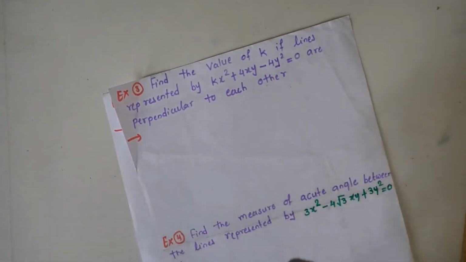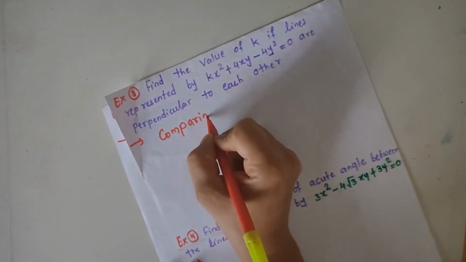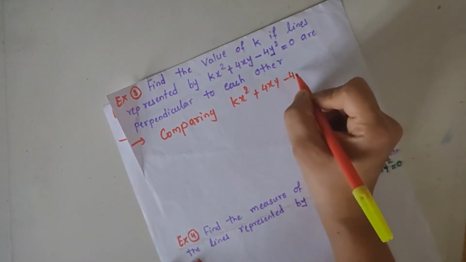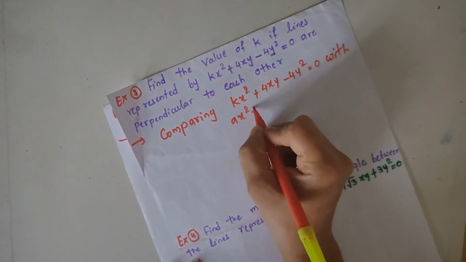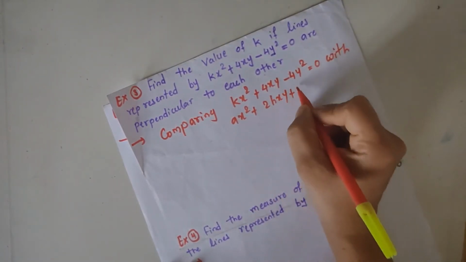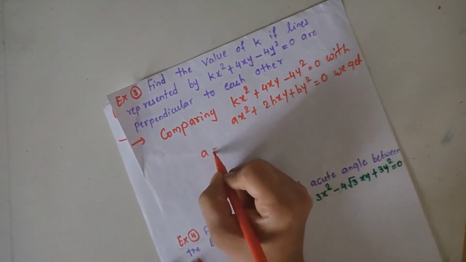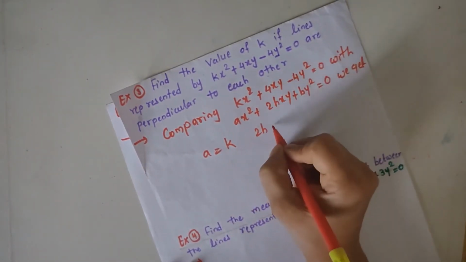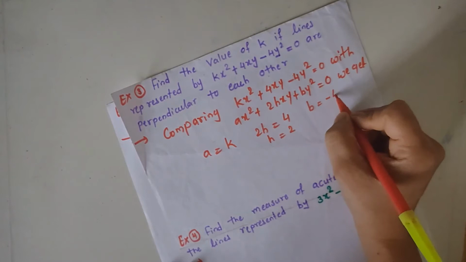The lines are perpendicular to each other are given. Therefore, first we compare the given equation kx square plus 4xy minus 4y square is equal to 0 with the equation ax square plus 2hxy plus by square is equal to 0. Then, comparing these two equations, we get a is equal to k, 2h is equal to 4, so h is equal to 2, and b is equal to minus 4.